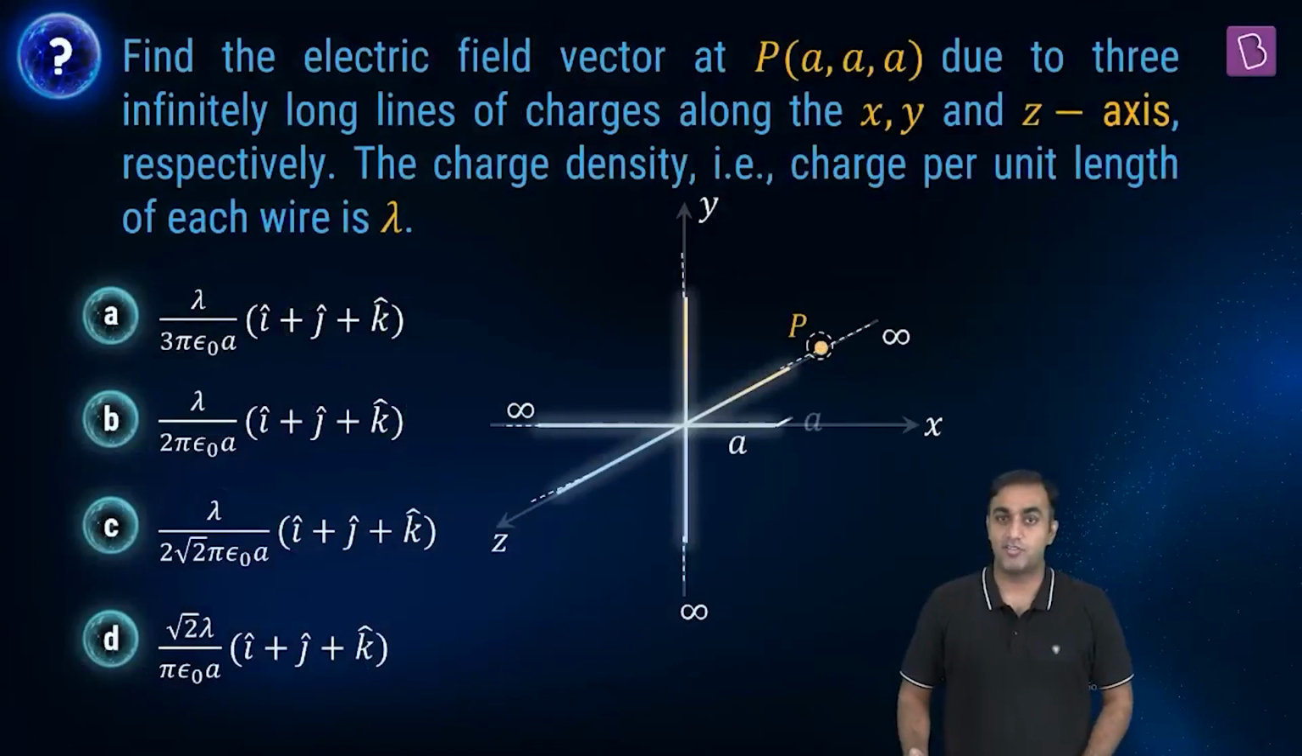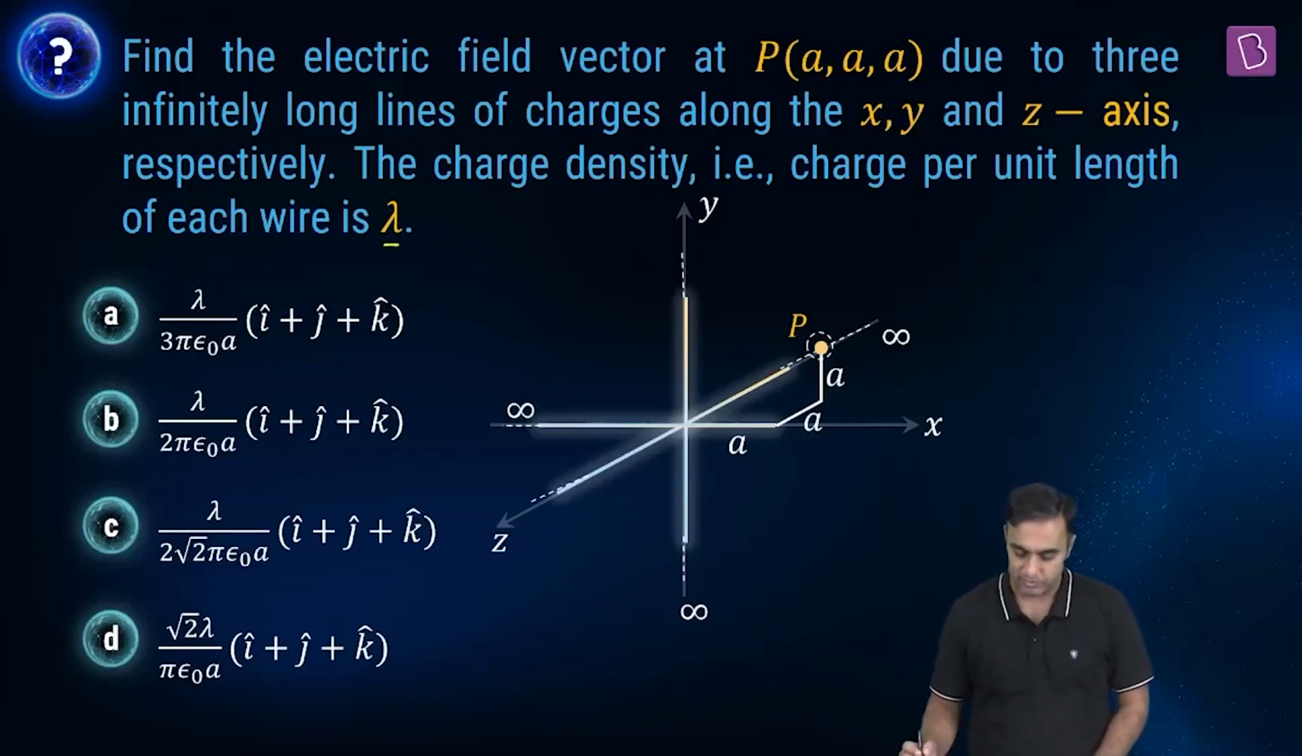Look at this very interesting question. We are considering here 3 uniformly charged lines, one along the x-axis, another along the y-axis, and the third one along the z-axis. Because of these lines of charge, with charge density being lambda, we are considering the net electric field at a point P whose coordinates are given to be A, A, A.